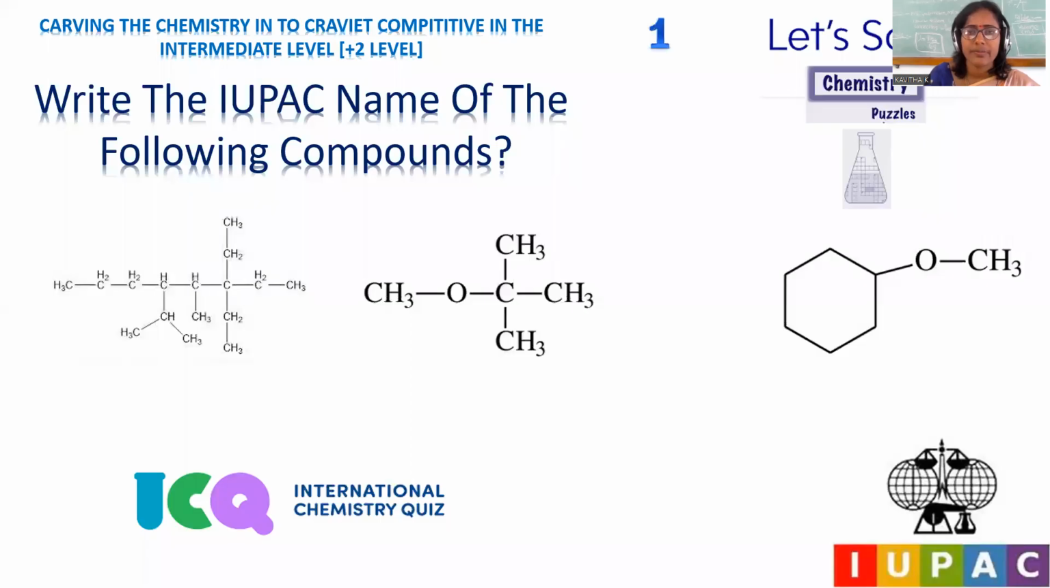Let's go with question number 1. Write the IUPAC name of the following compounds. These many compounds are provided to you. Among all, the first one is a simple hydrocarbon with side branches. The second compound is an ether compound with side branches. The third compound is the cyclic one with an ether group, right? So for all these compounds, we have to go for IUPAC nomenclature.